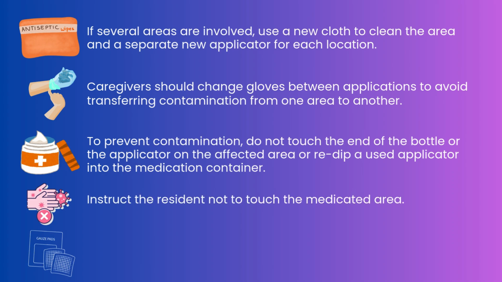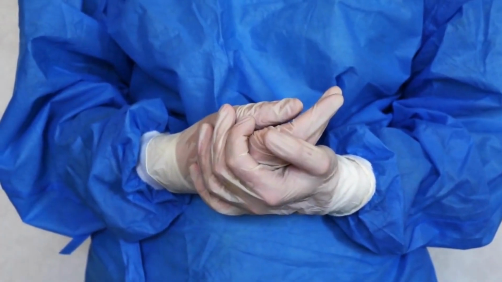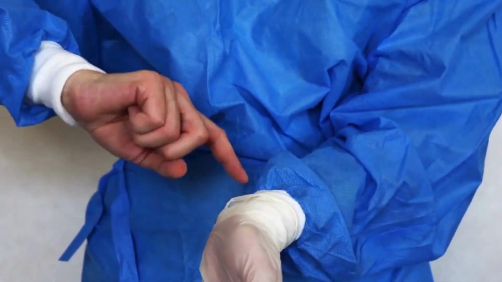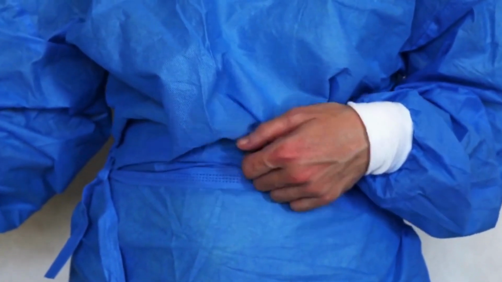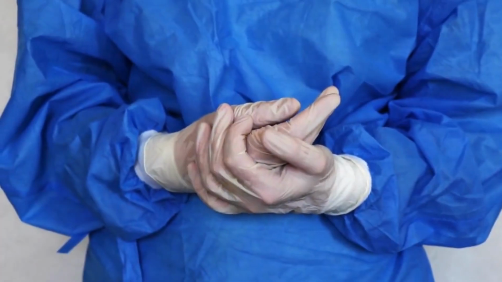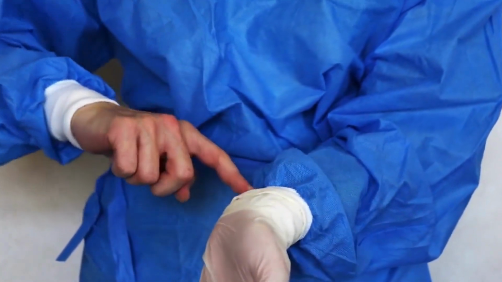Instruct the resident not to touch the medicated area. Cover the affected area with gauze or a bandage as directed on the pharmacy label. After applying the medication, wash your gloved hands thoroughly and discard all applicators used to avoid transferring the medication to other areas of the body or to others. Return the pharmacy-labeled medication containers to the cabinet and secure cabinet. Remove gloves and wash hands.